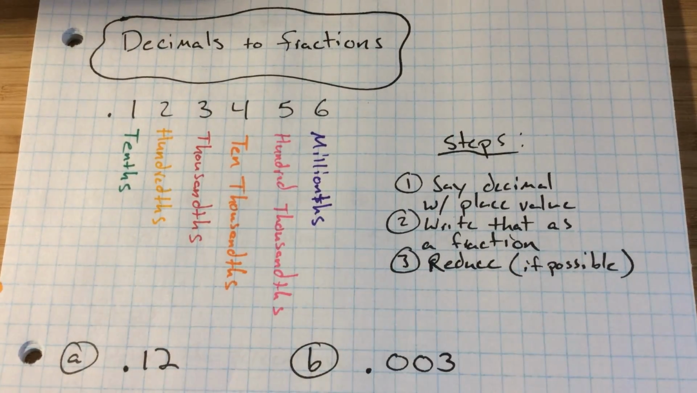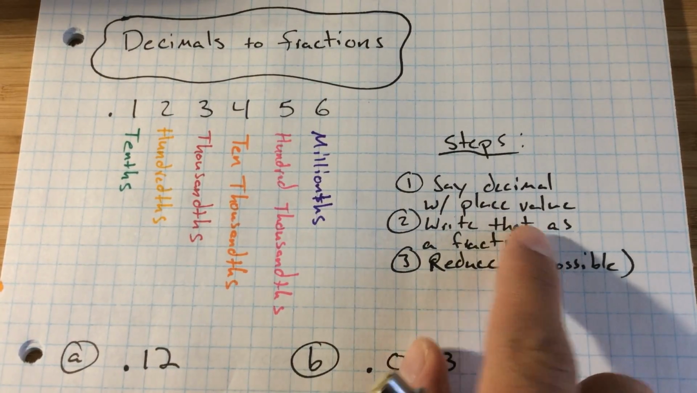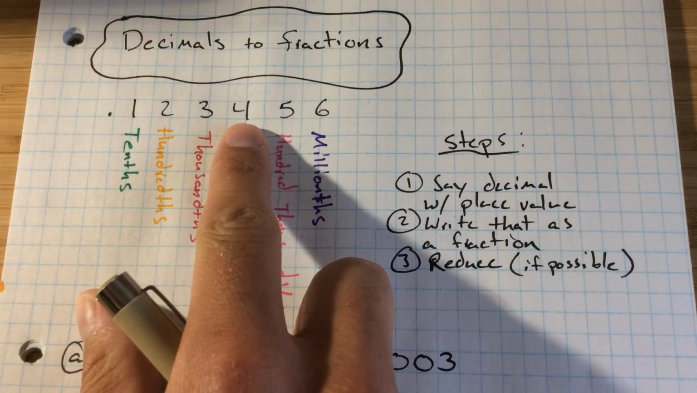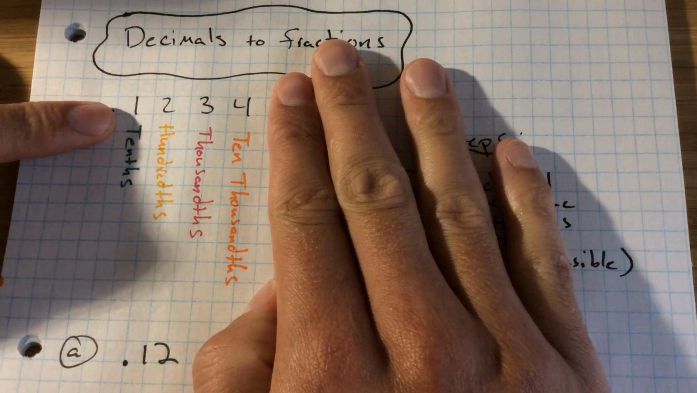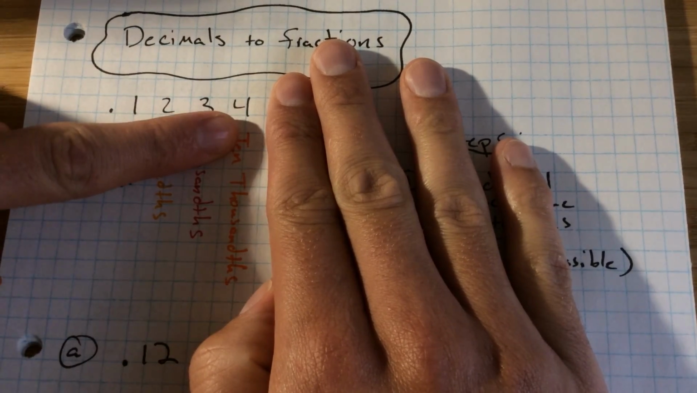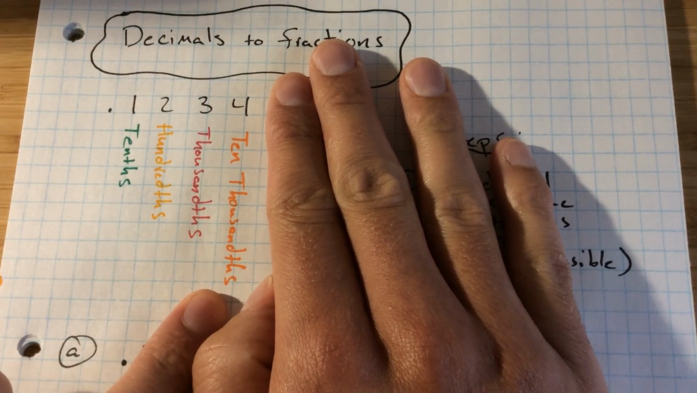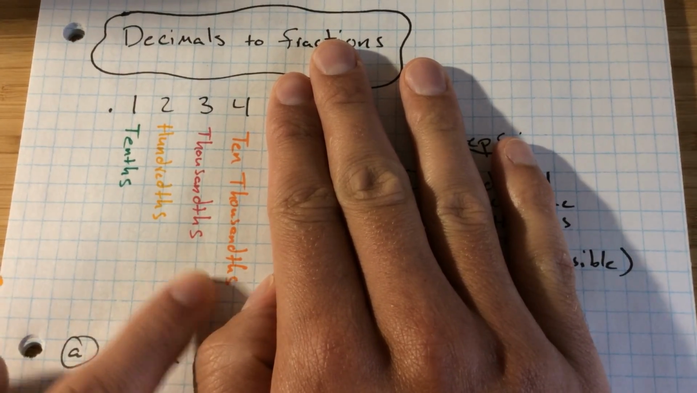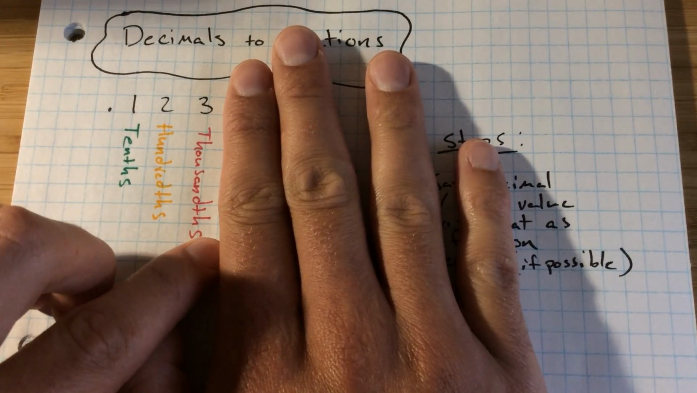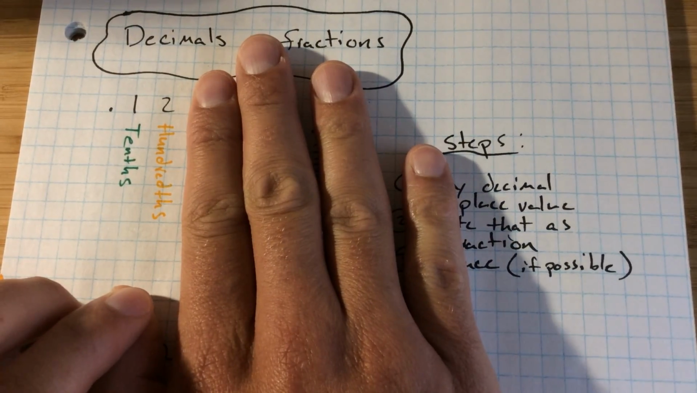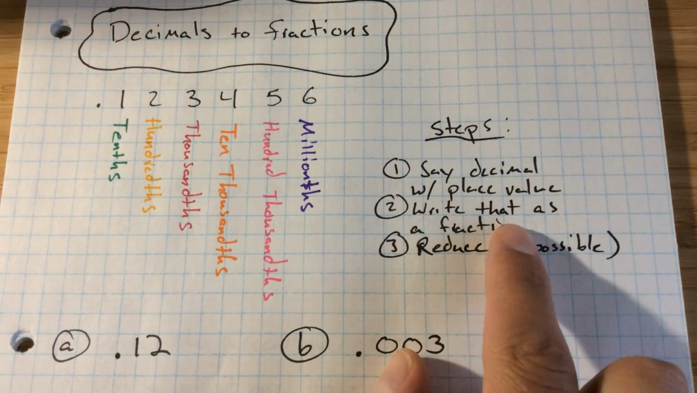So your steps to write a decimal as a fraction. The first thing you're going to do is say the decimal with place value. Remember, we're going to say it based on the last decimal in the number. So if I had this number right here, I would say 1,234, just like I would on the other side, but then I say the place value. So 1,234 ten-thousandths. Sorry, my lighting's a little bad right now. Or if I had this number right here, I would say 123 thousandths. That would be 12 hundredths. That'd be 1/10. Okay, so we say the decimal with place value.